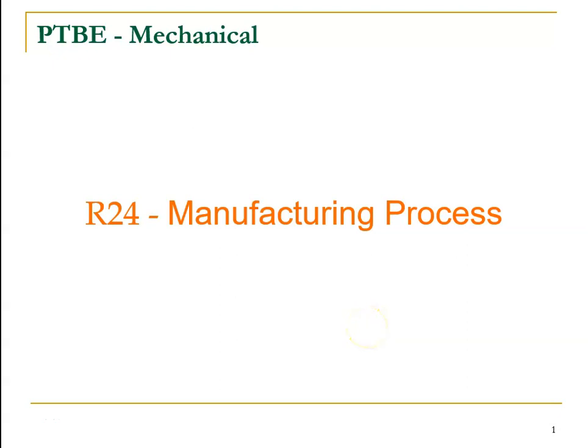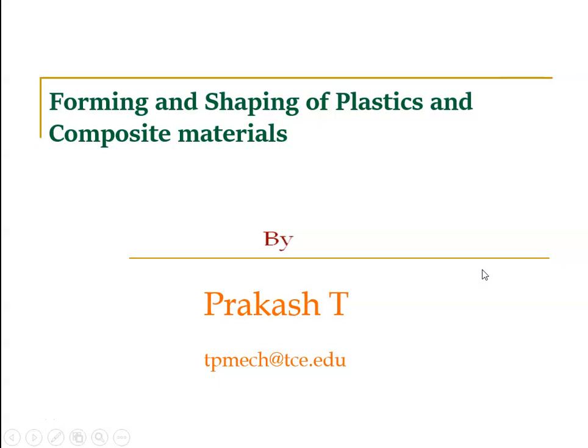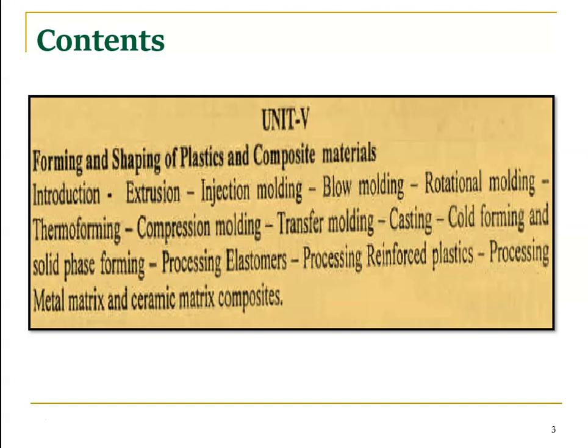Right, so our course name is R24, Manufacturing Process. This is our second class, Forming and Shaping of Plastics and Composite Materials. In the previous class, we discussed the forming and shaping of plastics. Today we are going to see two more topics on forming and shaping of plastics and forming and shaping of composite materials, right? So these are the contents we are going to discuss.